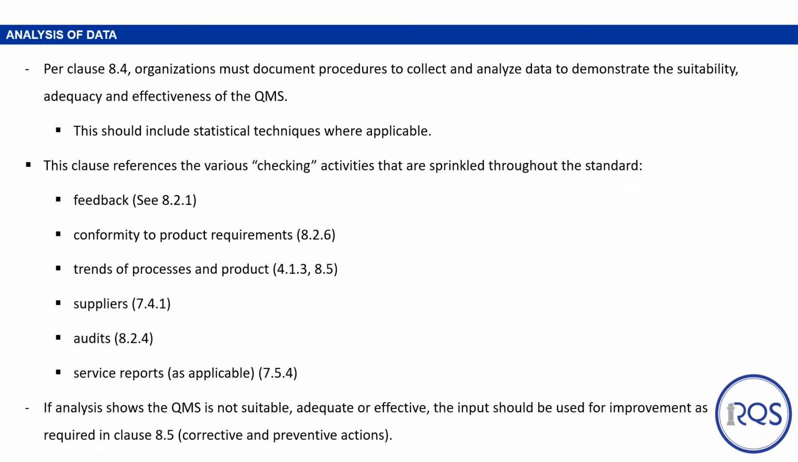Collecting data doesn't do any good unless it's analyzed. Per Clause 8.4, organizations must document procedures to collect and analyze data to demonstrate the suitability, adequacy, and effectiveness of the QMS. This should include statistical techniques where applicable. This clause also references the various checking activities that are sprinkled throughout the standard. That includes feedback, conformity to product requirements, trends of processes and product, suppliers, audits, and service reports if applicable. If analysis shows the QMS is not suitable, adequate, or effective, the input should be used for improvement as required in Clause 8.5 for corrective actions.